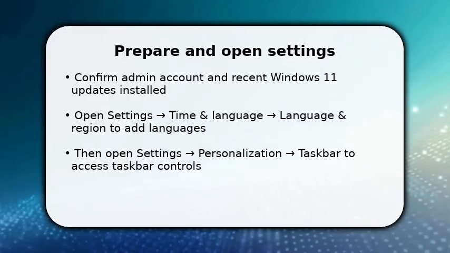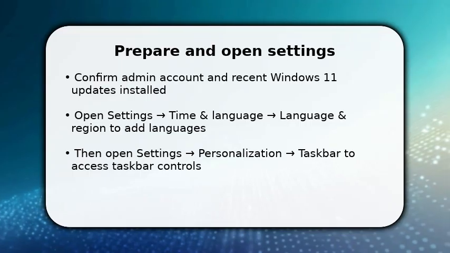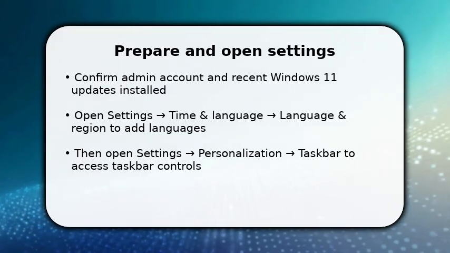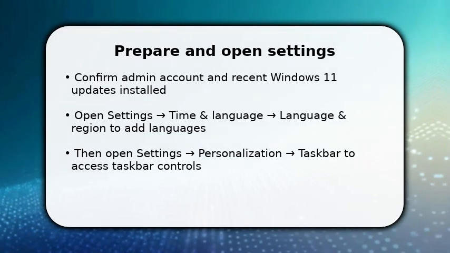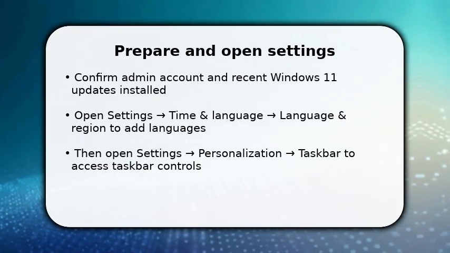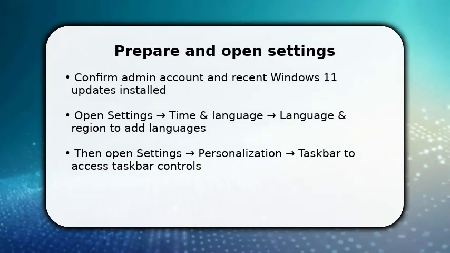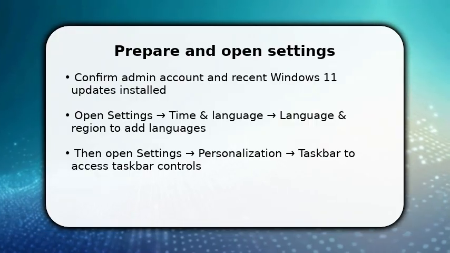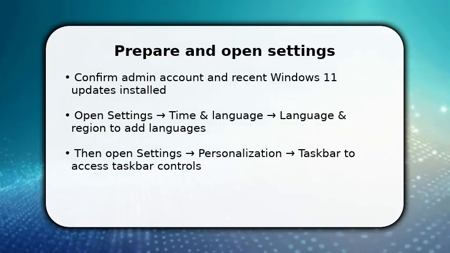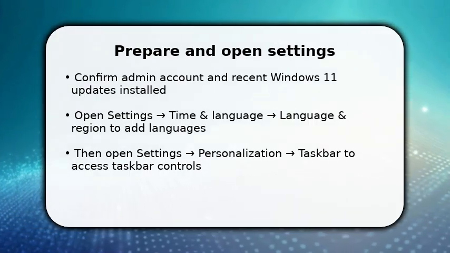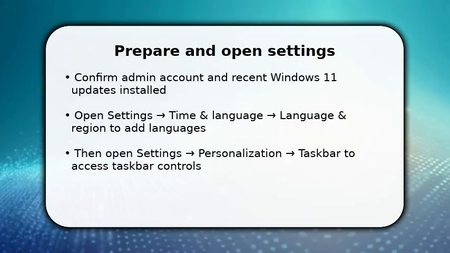You start by ensuring you have admin rights and recent Windows updates applied. This avoids permission or compatibility problems. Once done, open Settings and go to Time and Language, then Language and Region to add any input languages or keyboards you need. Make sure each language shows a keyboard layout. If not, add it now.